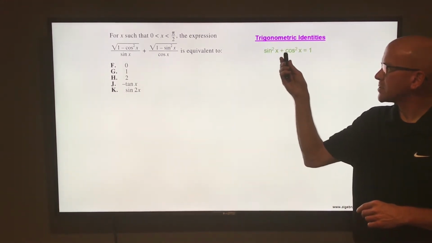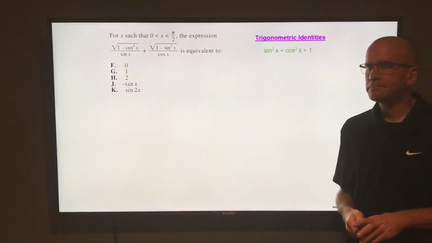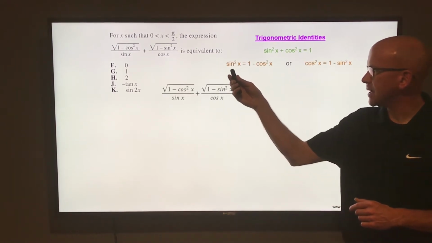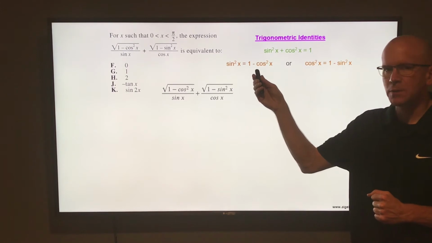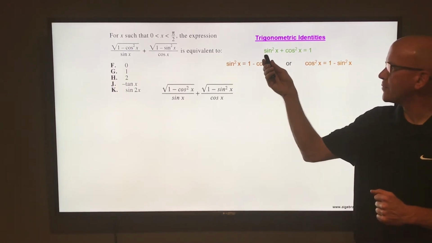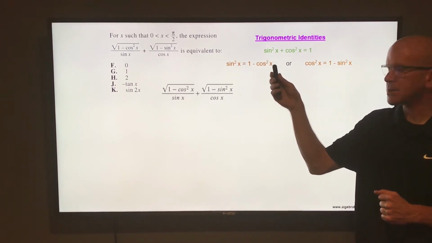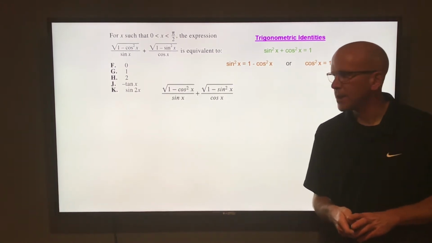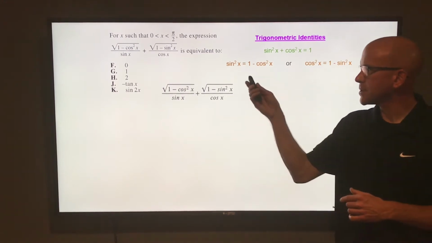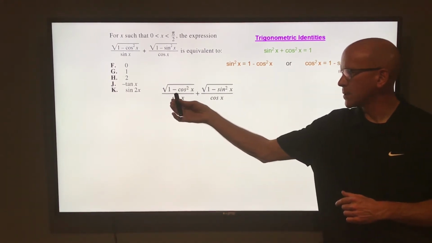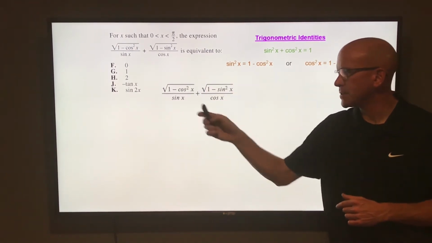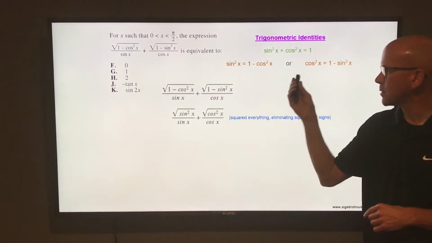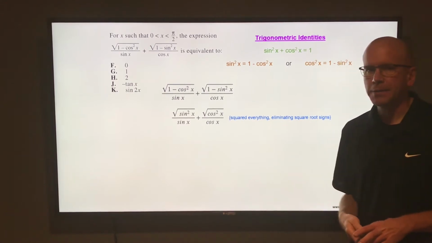Sine squared of x plus cosine squared of x is equal to 1. Now if you subtract cosine squared of x from each side, you would have sine squared of x is equal to 1 minus cosine squared of x. Or if you take that and subtract sine squared of x from each side, you'd have cosine squared of x is equal to 1 minus sine squared of x. So you can substitute in. Where it says 1 minus cosine squared of x, you can substitute sine squared of x in for that. And where it says 1 minus sine squared of x, you can substitute cosine squared of x into that.